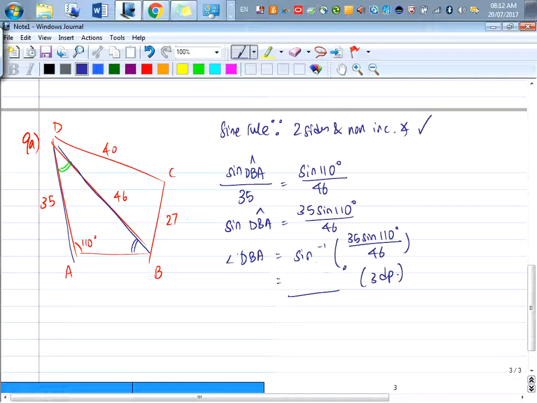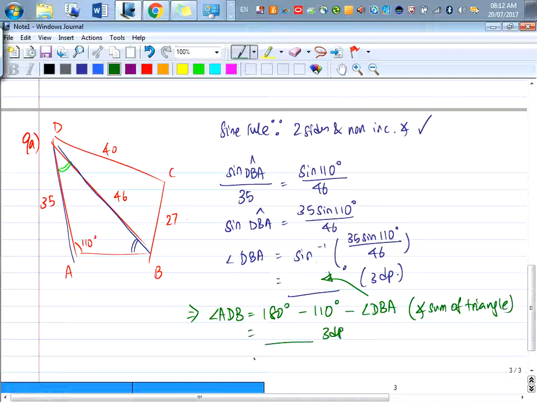Okay, once I get angle DBA, now I can use my angle sum of triangle to find the green angle. So therefore, what they require, angle ADB, equals 180 degrees minus 110 degrees minus angle DBA, which is from here. And the result will be from the angle sum of triangle. Answer in 3 dp, round it off to 1 dp. Anybody lost?